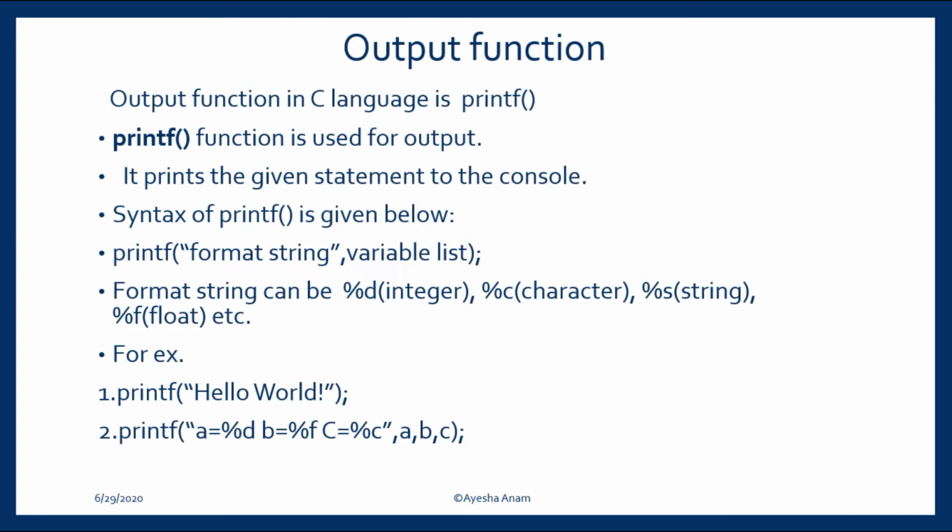The first place is for printing the string in the printf function, and the second is for printing the values of variables. You can use the printf function for both. So the format of the printf function is: printf, formatted string and variable list, terminated by a semicolon. Here the format string can be %d, %c, %s or %f. This is according to the data type you use in the program, or your type of variable.